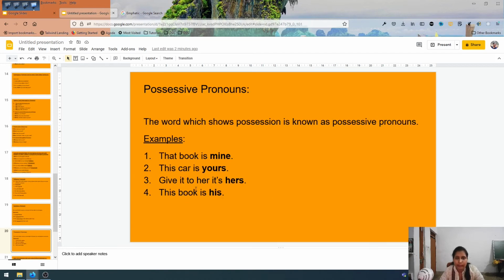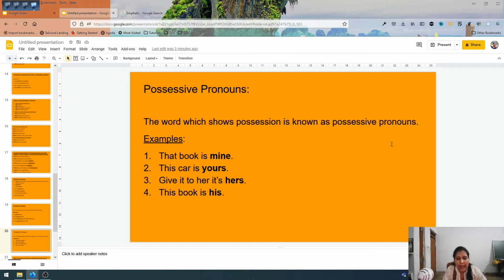And possessive pronoun, something which is mine. I want to show this is mine, this is yours. That is known as possessive. So the word which shows possession is known as a possessive pronoun. If I say this pencil is mine, I want to say that this is my pencil. So mine is a possessive pronoun.